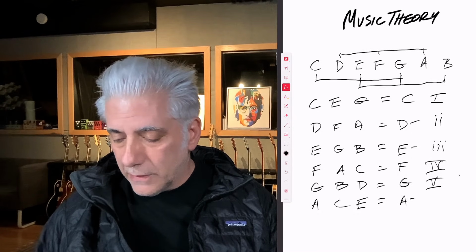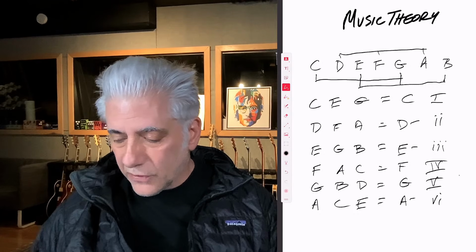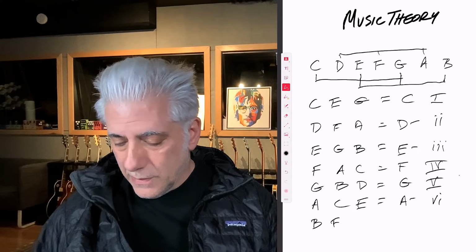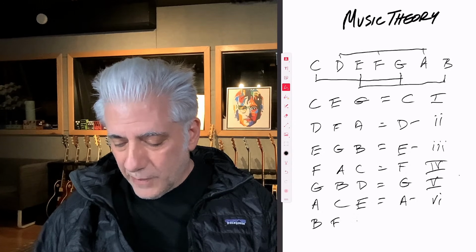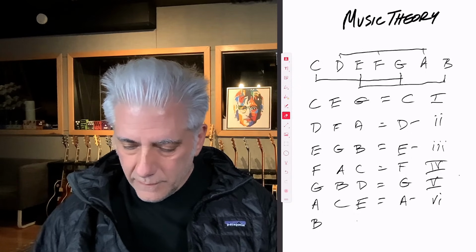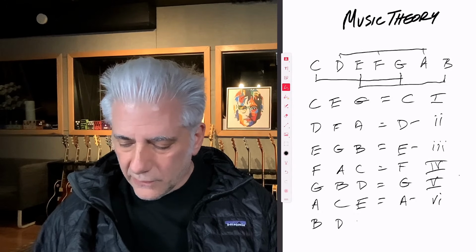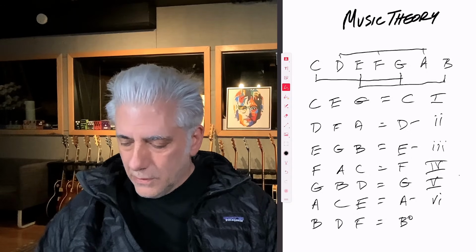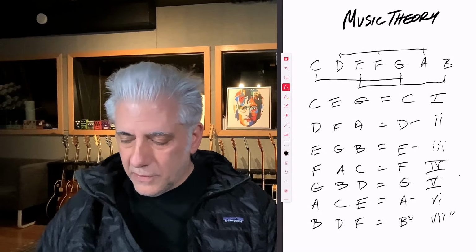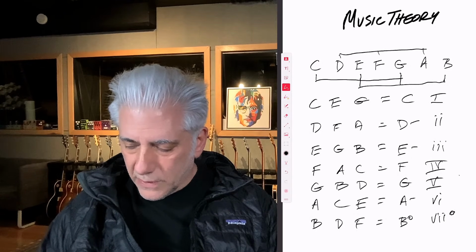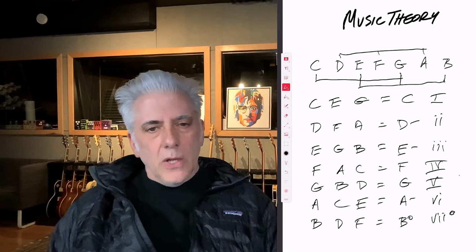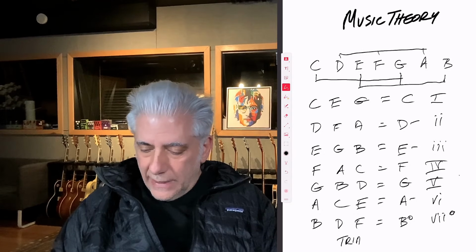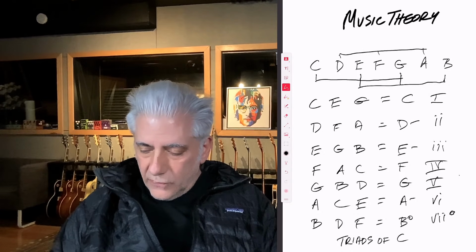That's A minor or A minus, right? The 6th chord is minor. And the 7th chord is diminished. B, D, F. I'm not used to writing on this. B, D, F equals B diminished or 7 diminished. The circle means diminished right there, okay? All right, these are the triads of C major.